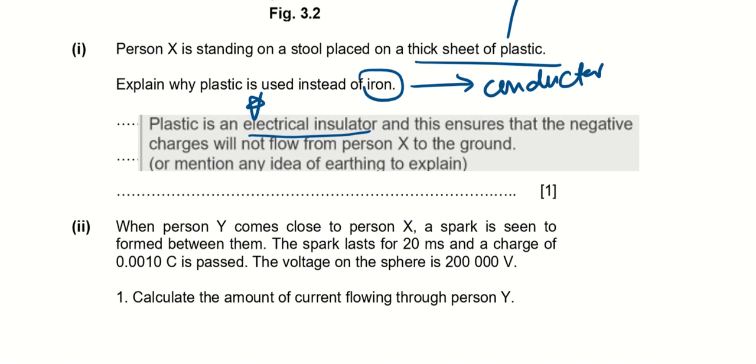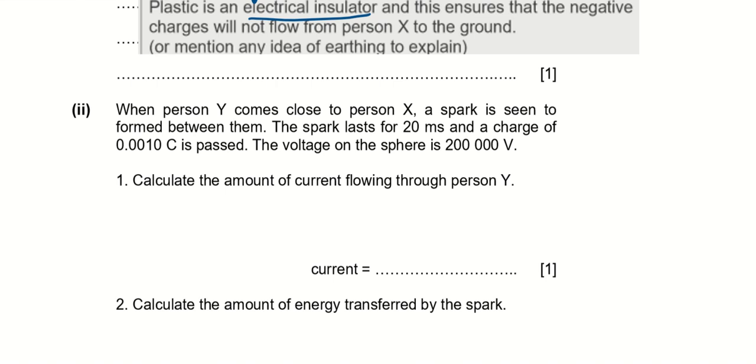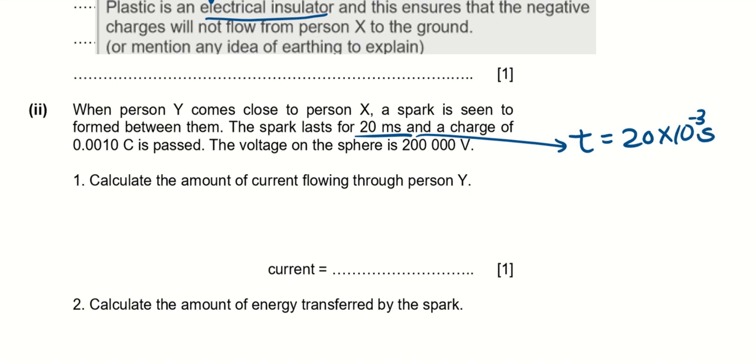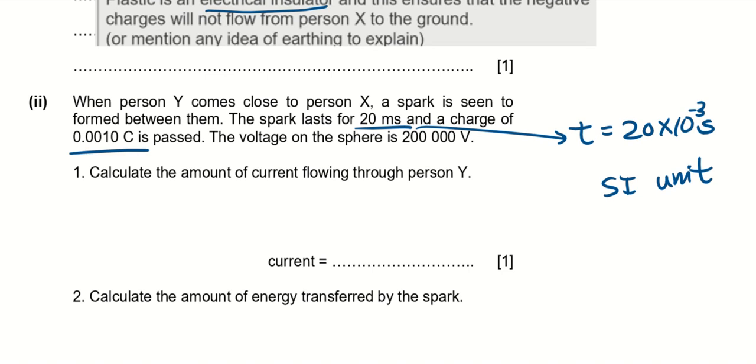Okay? Now, when person X comes close to Y, a spark is seen to form between them because there was a discharge, right? The spark lasts for 20 milliseconds. So t equals 20 times 10 to the power minus 3 seconds. Why do I change it to 10 to the power minus 3? Because everything must be in SI units for the formula I know. Okay. A charge of 0.0010 coulomb is passed. So this is actually my Q. I have Q and t, and the voltage is 200,000 volts. Calculate the amount of current.